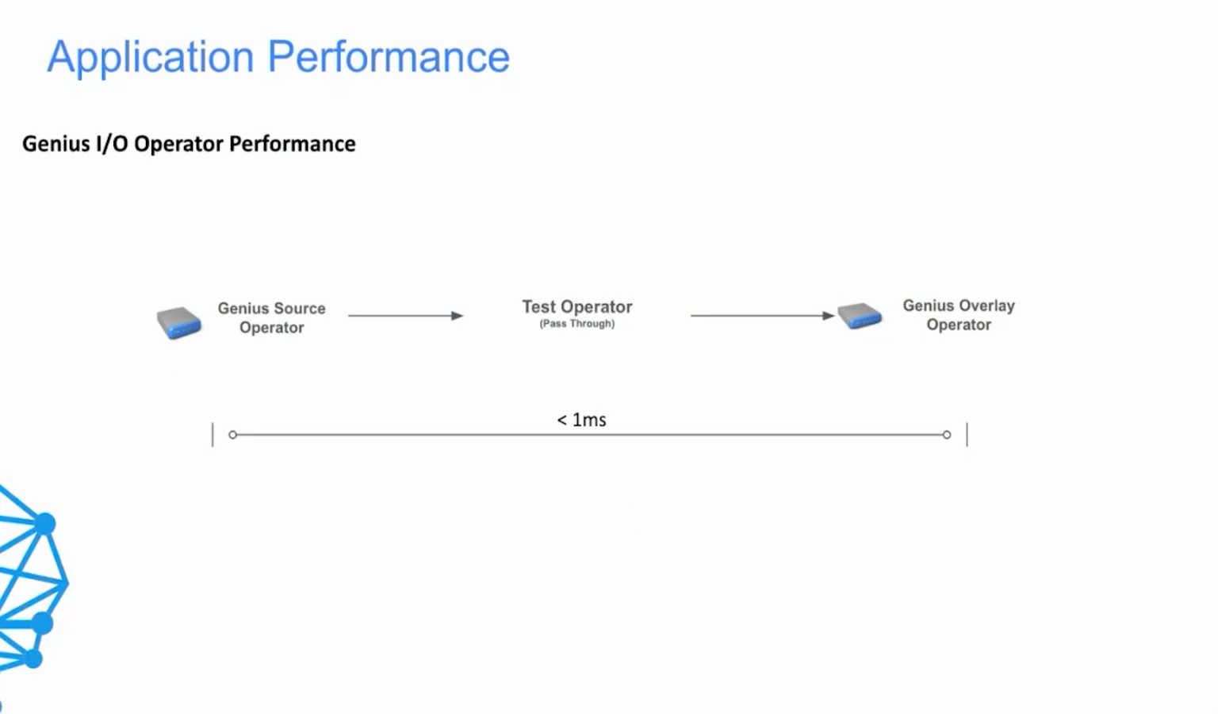Overall, the Genius source and the Genius overlay operators don't add any overhead on your pipeline. Overall, it takes less than 1 millisecond if we pass it through a test operator.